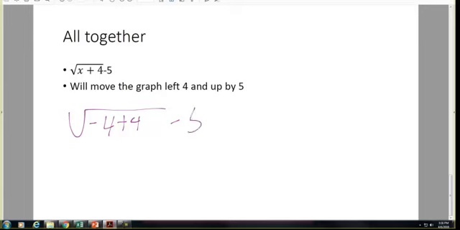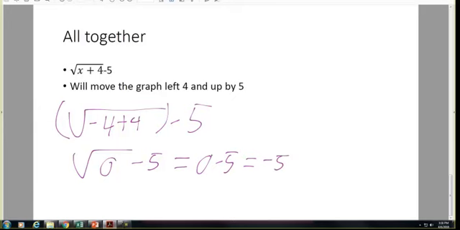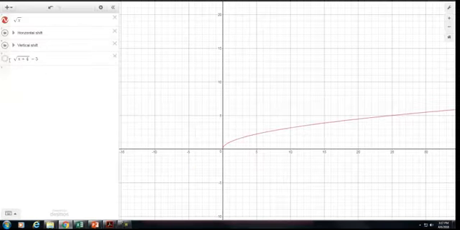And then we subtract 5. I'm going to add parentheses there. So we get the root of 0. Now notice, every time I'm always looking for the root of 0. So whatever gives me the root of 0, which will be 0 minus 5, will give me negative 5. When I look at the graph here, look at this, we moved it down by 5 and 4 to the left, which is what we predicted.